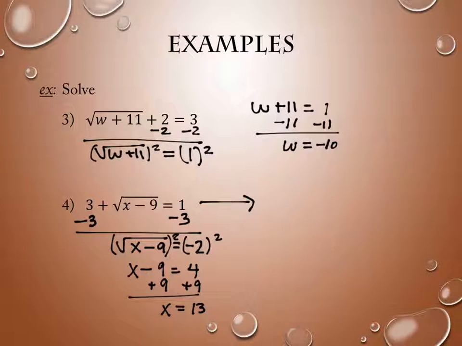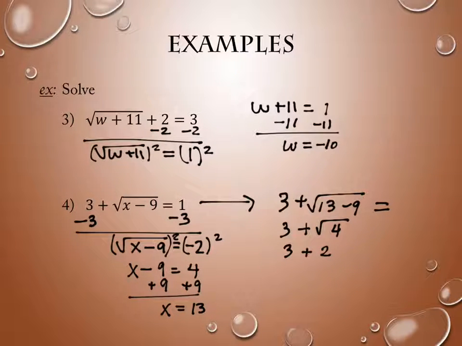Now, let's actually check to see if the solution works. So, I have 3 plus the square root of 13 minus 9. What is 13 minus 9? 4. What's the square root of 4? 2. And 3 plus 2 is 5. And 5 does not equal 1. Right? It doesn't work. So somewhere along the way, if you're being careful to check your solutions, we will be forced in a moment to check our solutions. But if you check this solution that you thought you arrived at, it won't work. It just won't work. So there is no solution to this problem.